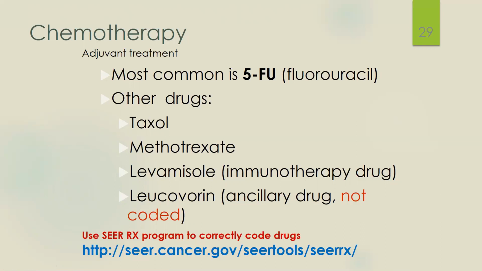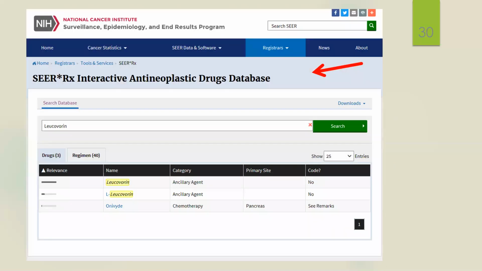And even if you're not sure if it's a treatment, go ahead and look it up or Google it and get an idea of what the drug is. So just a quick look at leucovorin, and I put it in here mainly because that used to be a drug that was commonly given with 5-FU. It is an ancillary agent, so if you had 5-FU and leucovorin, you would code a single agent for chemo because leucovorin is not considered any kind of category that we report or record for treatment. It is ancillary.